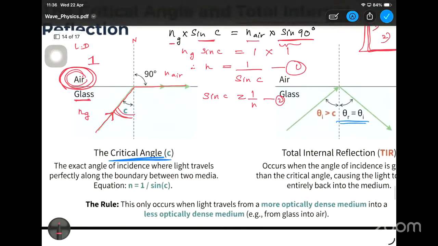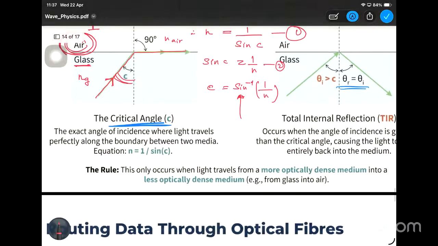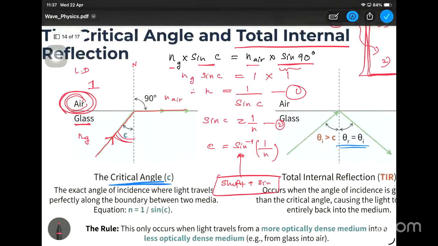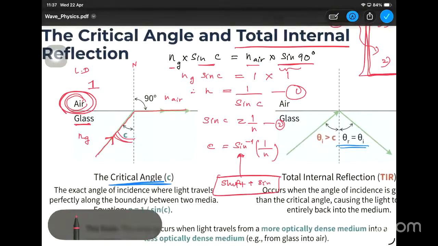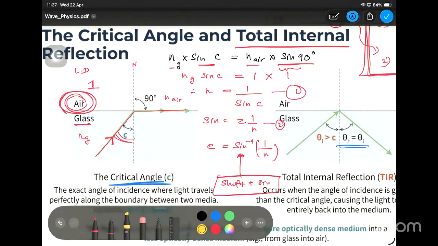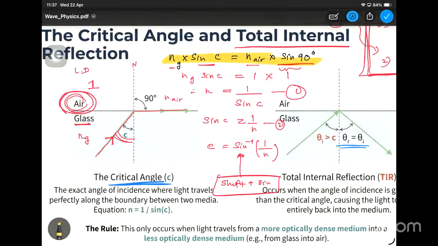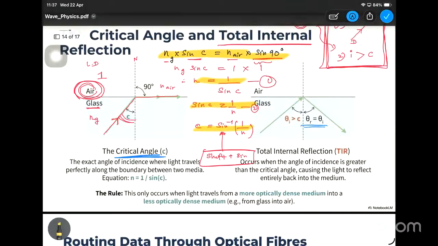And always remember, if you need to calculate the C value, then you need to get the sine inverse value, right? Sine inverse 1 over n. So how to get the sine inverse value in the calculator? You need to press Shift, then the sine button, right? So remember these points. Okay, this is how we get the equation for the critical angle. No need of remembering this, but I gave you the method in case you forget it, right? And these are the two equations that you can remember, okay? Right. All right, it's given here also.